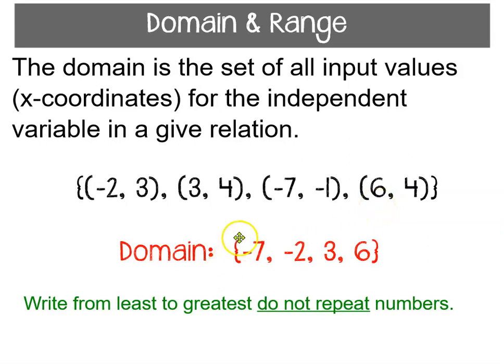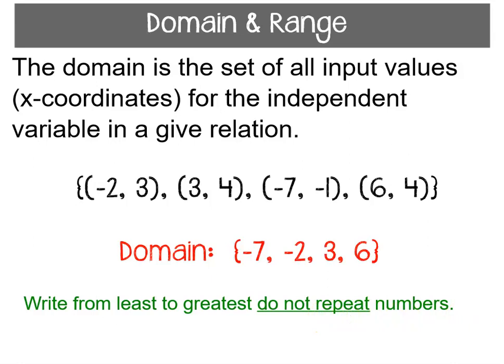When you list your domain, you use these fancy braces and commas to separate the values. You start from the lowest or the least value in the group, and you progress up to the greatest value. There are 4 ordered pairs. There are 4 different unique x values or inputs, but if there was a repeat, you do not list it.